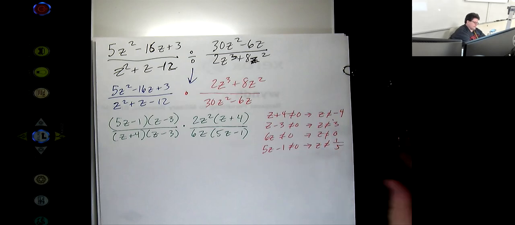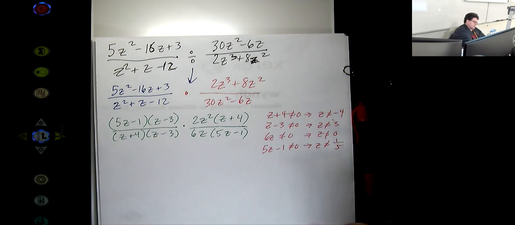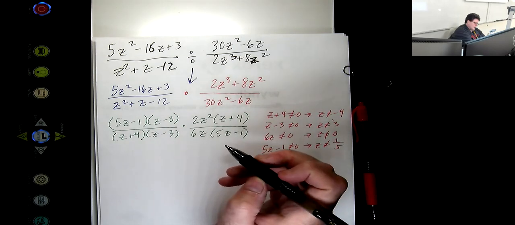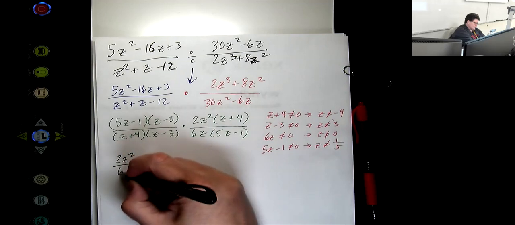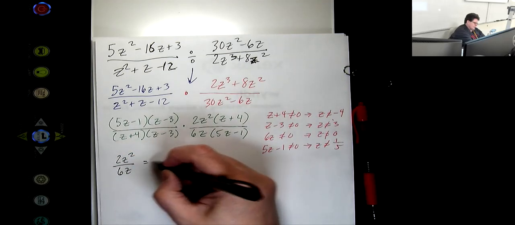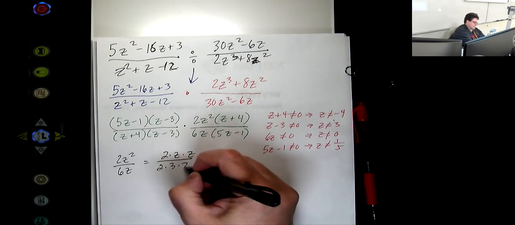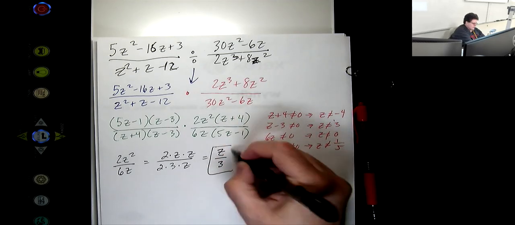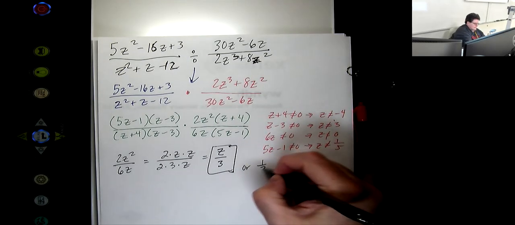To this point, I can cancel out things that appear on top and bottom. And if I do that, you'll notice all of the parentheses cancel out. And I have 2z squared over 6z, which is 2 times z over 2 times 3 times z, which ends up being z over 3. Or 1/3 z. You can write it like that too.